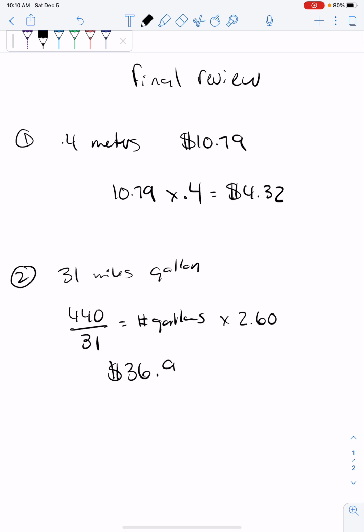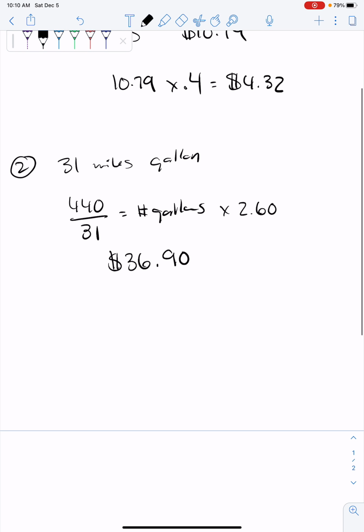So $36.90. Now, problems like this where you have that decimal partway through the problem, remember not to round until you get to the very end. Try to keep as much of the number there as possible. Sometimes when you start working with big numbers, rounding too early can throw off your numbers later in the problem. All right, so number three.